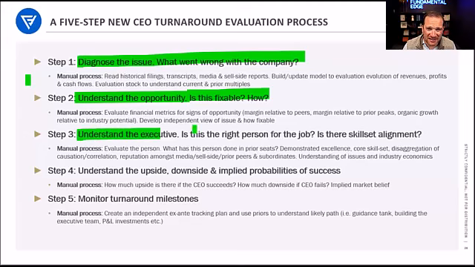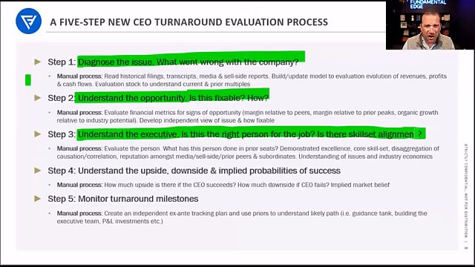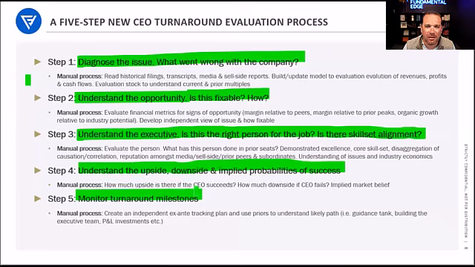Then I want to understand the executive a bit more. Is this the right person for the job? Is there a skill set alignment? And are the issues that have been happening at Starbucks fixable based on the skill set and the capabilities of the new executive? Then to think probabilistically, to understand the upside, downside, implied probabilities of success, and to then importantly monitor those turnaround milestones. So when should we expect improvement? What are the sorts of steps along the way that can give us a clue to when we're there?